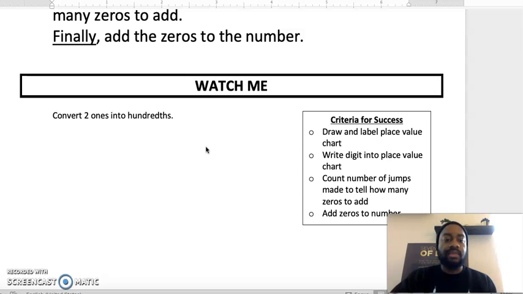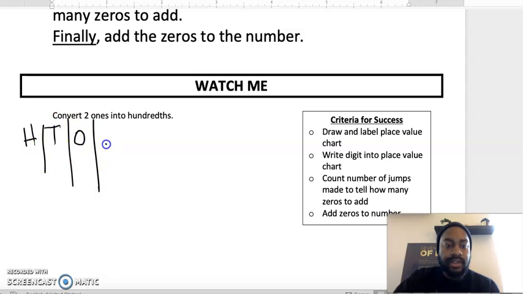So, number one says, convert two ones into hundredths. Well, what do I do first? I draw and label my place value chart. So, I'm going to start by drawing and labeling my place value chart. Hundreds, tens, ones, decimal point, that's not a place value. That's just to show us where we move from whole numbers into fractions, tenths, and then hundredths.